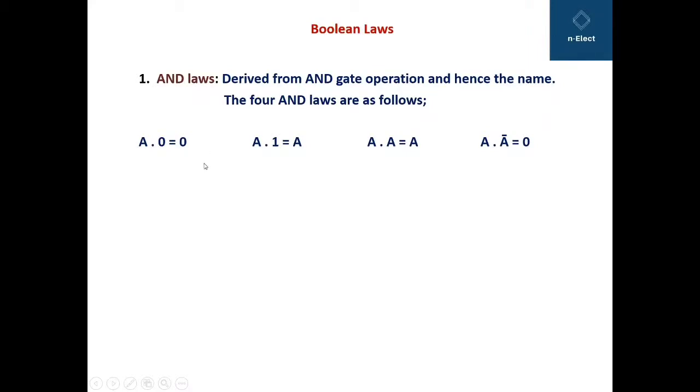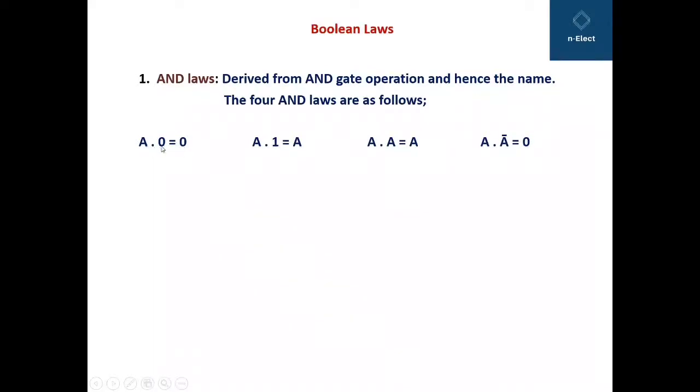If you remember the AND operation, in a 2 input AND gate, for both high inputs we were getting output 1, while if any one of the inputs is 0, or when all the inputs are 0, the output was 0. So keeping that in mind, these four laws are derived from the AND operation and hence called the AND laws. First is A dot 0, or A and 0, equals 0.